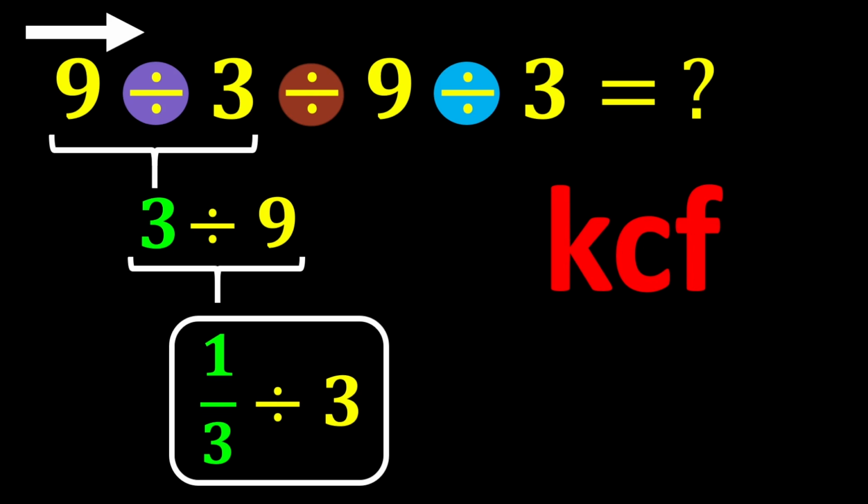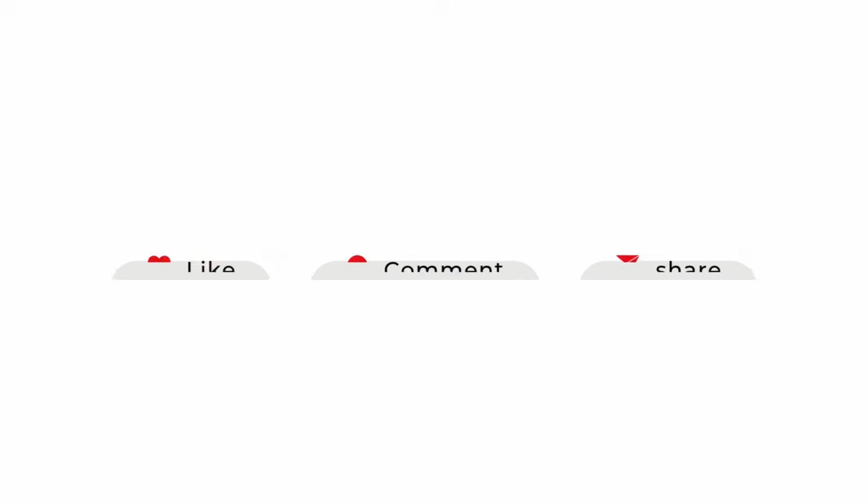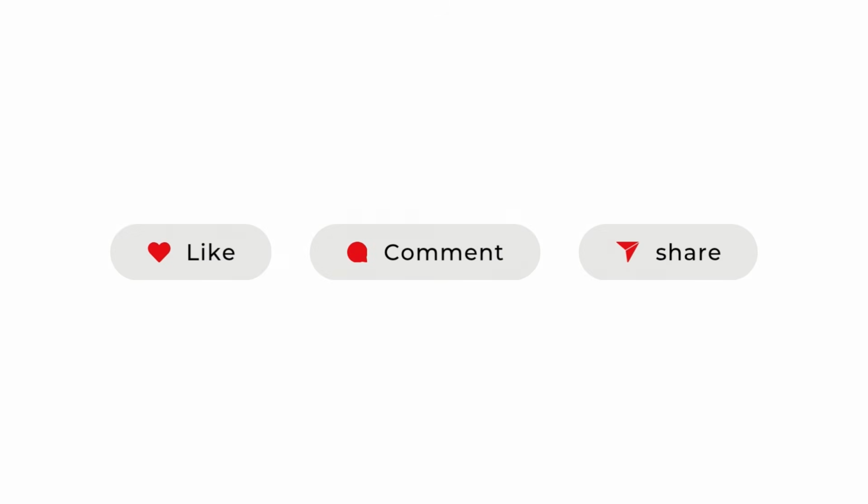According to the KCF rule, we keep 1 over 3 as it is, division changes to multiplication, and we flip 3. 1 over 3 multiplied by 1 over 3 gives us 1 over 9, which is our final answer.